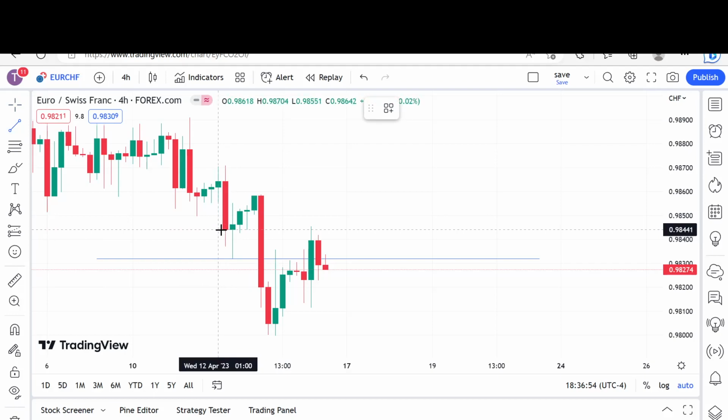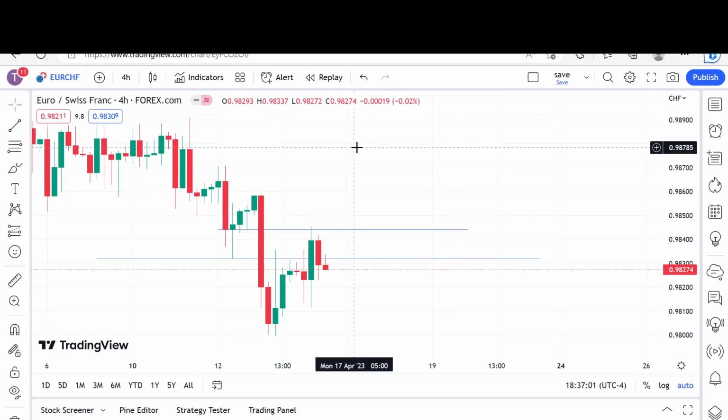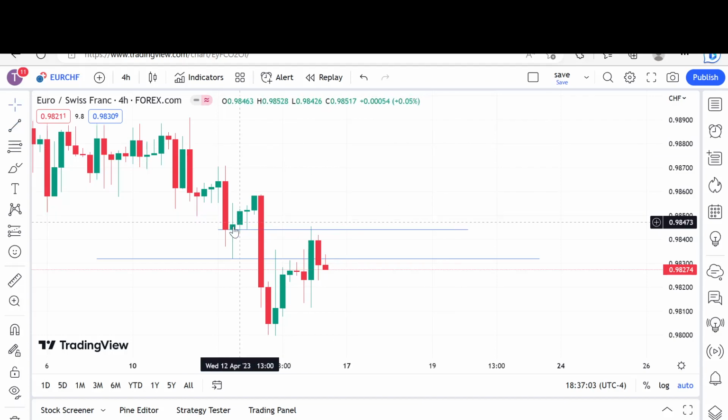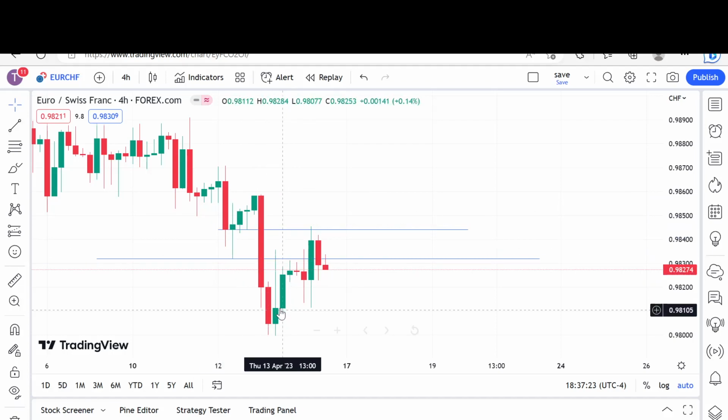For order blocks, I like to use the body. That's where the bulk of the volume is. The bulk of the volume is in the body, not in the wick. So for basic support and resistance, I use the wick, but when we're dealing with bearish and bullish order blocks, I do the body. So this is the body of it. This is where the bulk of the volume is in here. So old low, bearish order block inside your fair value gap.